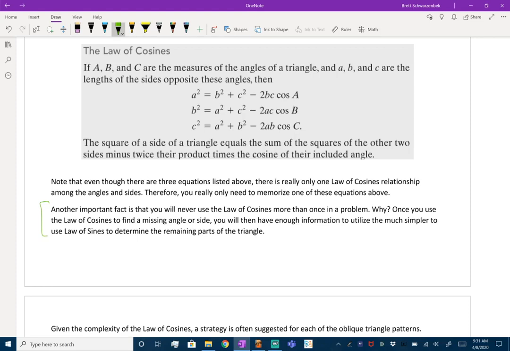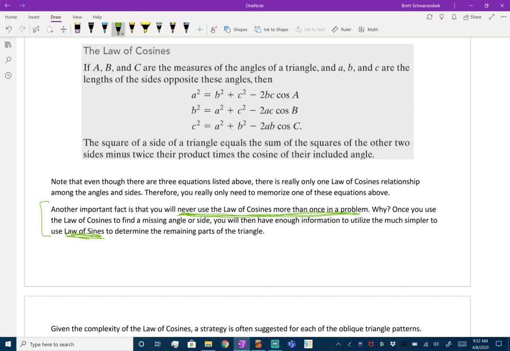So I'm going to read this here. It says, another important fact is that you will never use the law of cosines more than once in a problem. Okay, that is very important. You'll never use the law of cosines more than once in a problem. So why is this? Because once you use it one time to get one of the missing pieces, you will then be able to use the law of sines thereafter to find the rest.